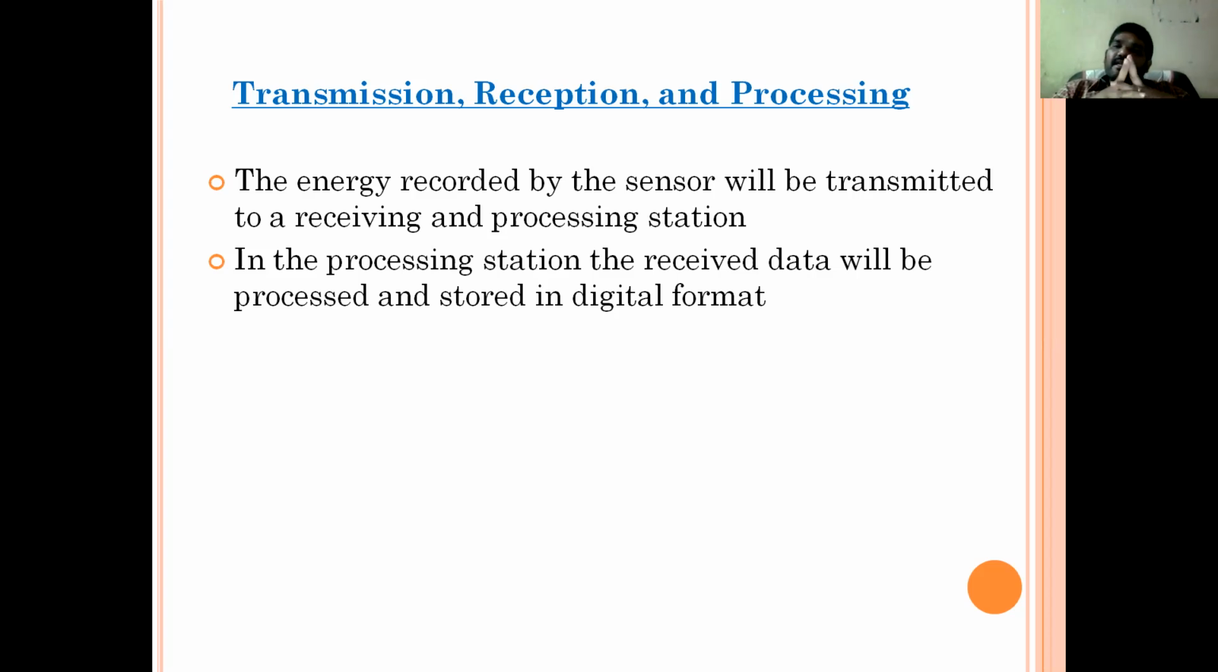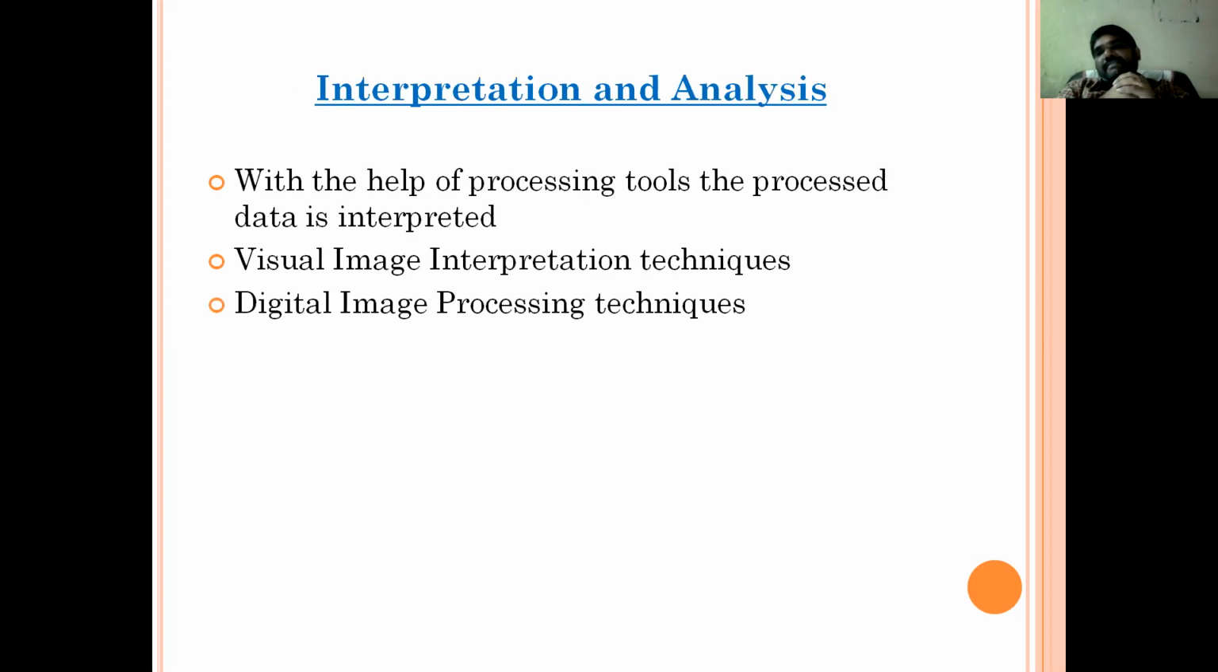We have seen so far energy, target, energy recording, and processing stations, and the fifth one is interpretation and analysis. In the processing stations, the data was recorded in digital format, and we must interpret the image's characteristic features by applying techniques. The first one is visual image interpretation techniques, and the second one is digital image processing techniques. With this we just finished the subtopic of basic components of remote sensing.